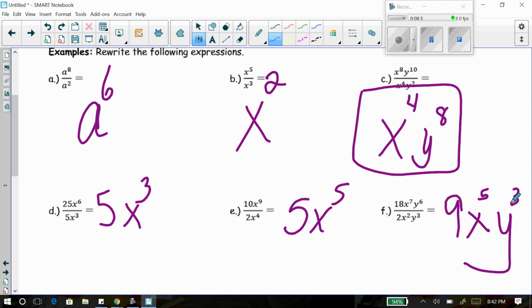So that is the second new rule that you guys need to know. Quotient rule. When you divide exponents, you're actually just subtracting them. When you multiply exponents or expressions with exponents, you add them.